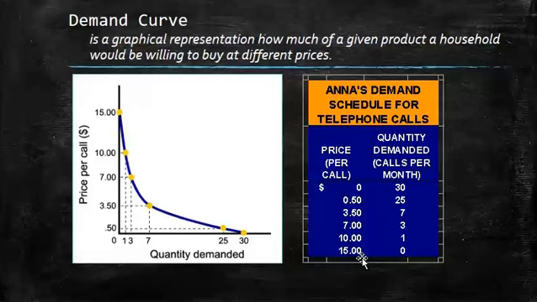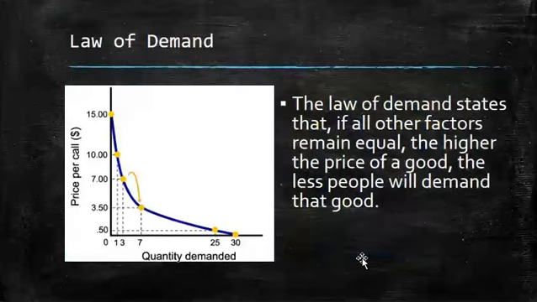So ito yung demand curve na sinasabi. It is a graphical representation of how much of a given product a household would be willing to buy at different prices. So law of demand. The law of demand states that if all other factors remain equal, the higher the price of a good, the less people will demand that good. Pagtaas ng presyo, pagbaba ng demand. Okay? So ganun din.